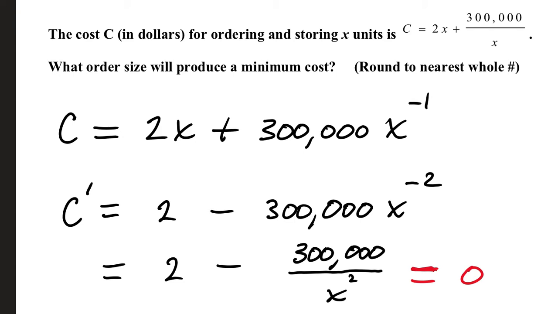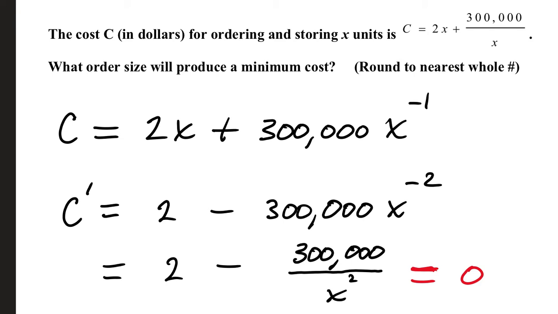In the original function C at the top right of your screen, I brought the variable X to the numerator. That'll change the sign of its exponent. To minimize cost, we take the first derivative and set it equal to 0. Our first derivative is going to be 2 minus 300,000 times X to the negative 2 when you take 1 off your power.